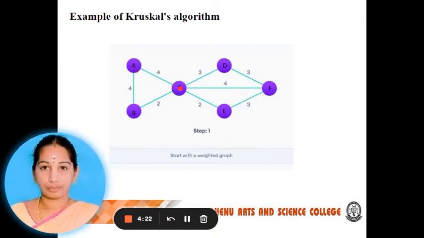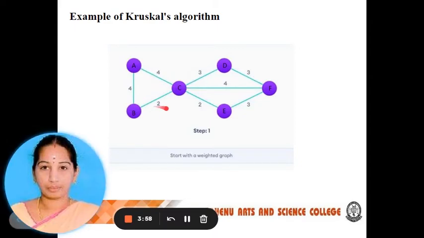A to C has the same weightage value as C to A, so there is no need to write both; just write any one. This is step 2. In step 3, we write all the vertex pairs in ascending order with the help of the weightage values.